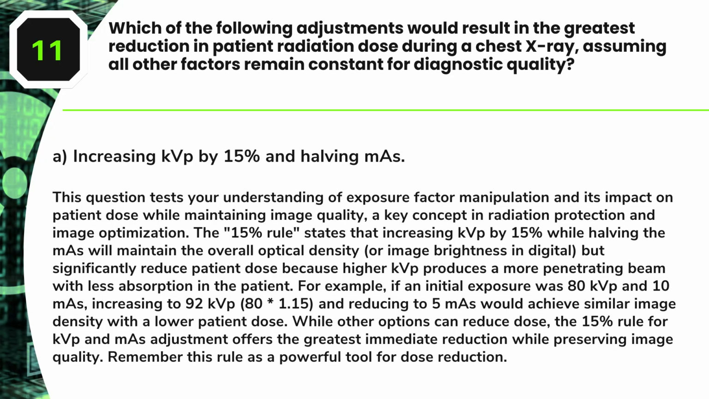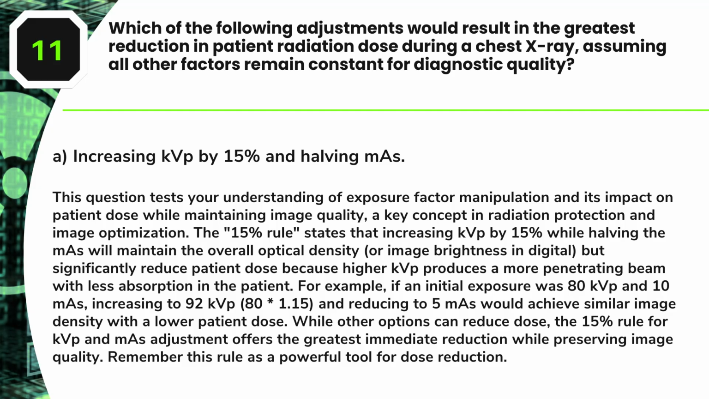Answer: A. Increasing kVp by 15% and halving mAs. This question tests your understanding of exposure factor manipulation and its impact on patient dose while maintaining image quality, a key concept in radiation protection and image optimization. The 15% rule states that increasing kVp by 15% while halving the mAs will maintain the overall optical density, or image brightness in digital, but significantly reduce patient dose because higher kVp produces a more penetrating beam with less absorption in the patient.